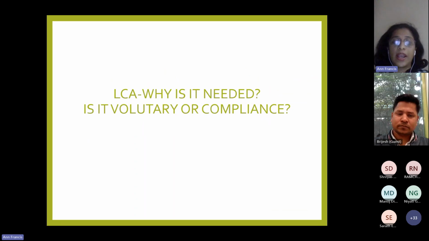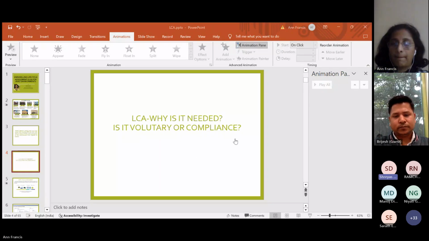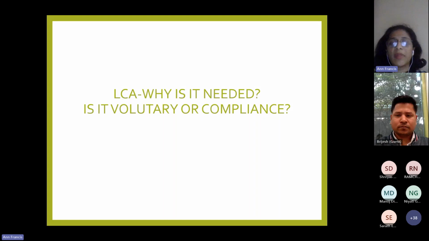Now, why do we need LCA? Is it a voluntary tool or a compliance? It's voluntary, right? In today's time, yes, it is voluntary, but it is not very far, maybe in some form, in terms of reporting or when it comes to a certain compliance that may be required, we might end up doing it not just as a voluntary action, but as a compliance as well.